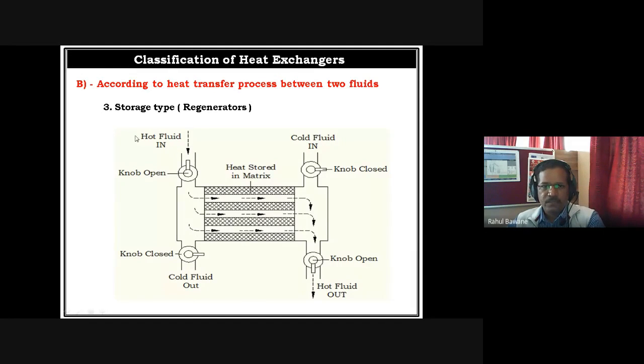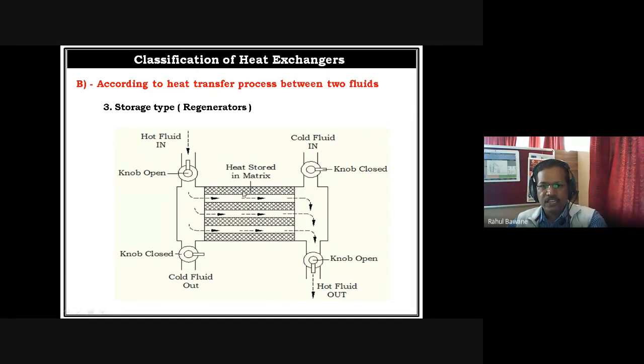So in this particular regenerator, how it operates: first we close the cold fluid knobs, so cold fluid cannot enter, and open the hot fluid knobs. So hot fluid will enter, and during its pass, its matrix or metal mesh will get heated up, okay, and then the hot fluid, after delivering heat, will move out through this knob.